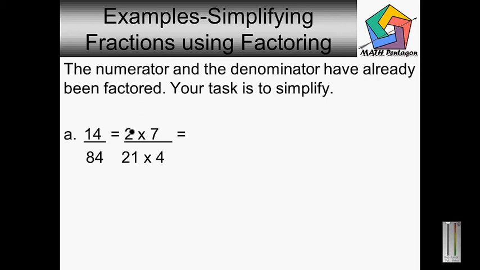So 2 goes into 2 1 time, and 2 goes into 4 2 times. 7 goes into 7 1 time, and 7 goes into 21 3 times. So now we're with 1 times 1 and 3 times 2. So 1 times 1 is 1, and 3 times 2 is 6. So our final answer to that would be 1 over 6.